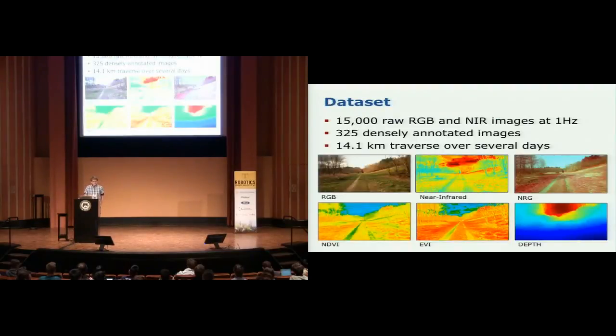A data set of RGB and NIR doesn't exist, so we collected it on our own. We used our Viona autonomous mobile robot and collected 15,000 raw images. We then densely annotated about 300 of them, and overall, it's a trajectory of 14 kilometers. And it's, of course, online, you can use it.